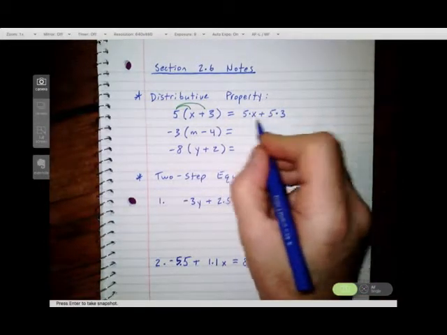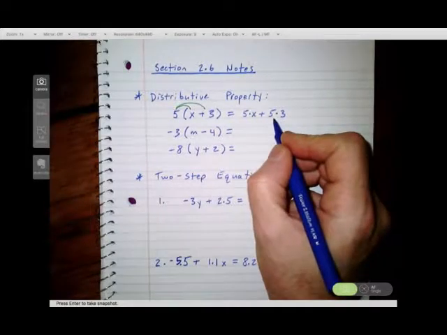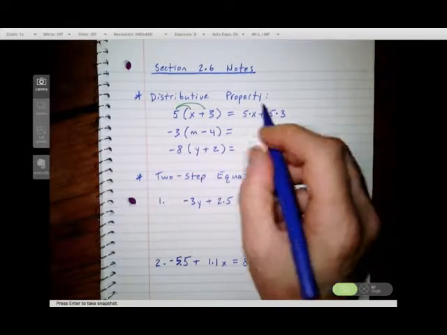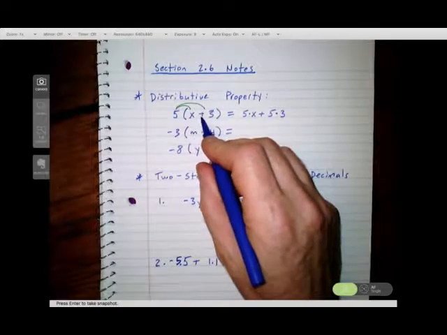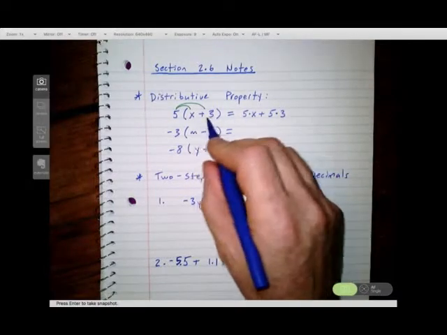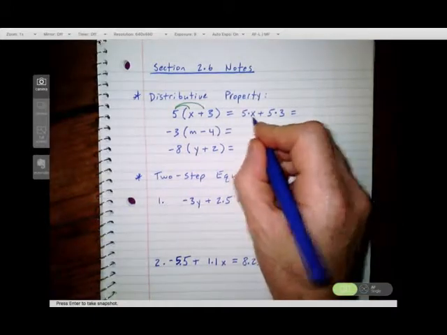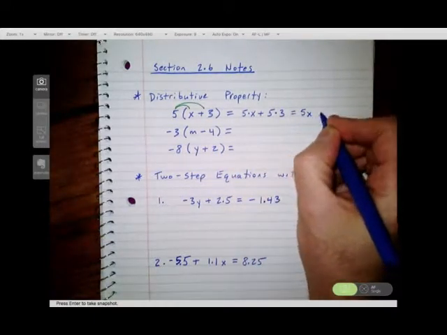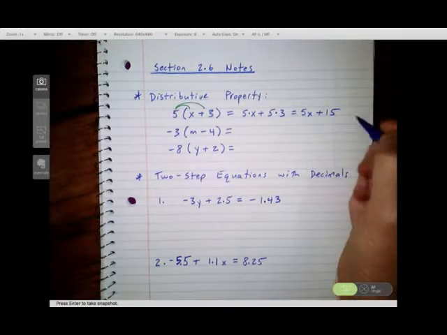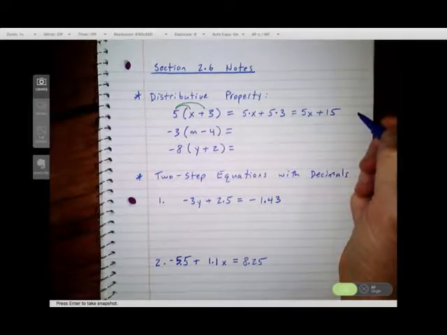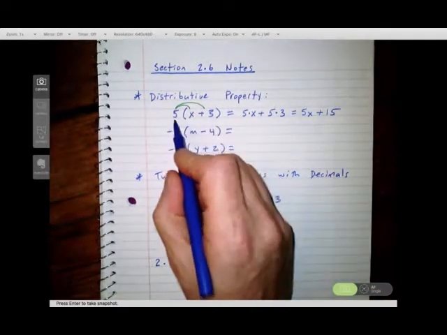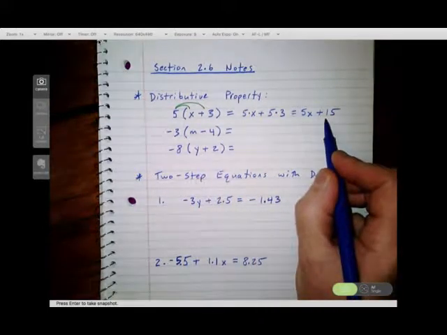If you don't need to write this step, then you don't have to when you're solving your equations, but I'm just going to write it out for now. So 5 times x plus 5 times 3, everything inside gets multiplied by the number on the outside. And then we work that out a little bit. 5 times x, remember we write that 5x, plus 5 times 3 is 15. So what we did is we took everything in here, multiplied it by 5, and we got that.